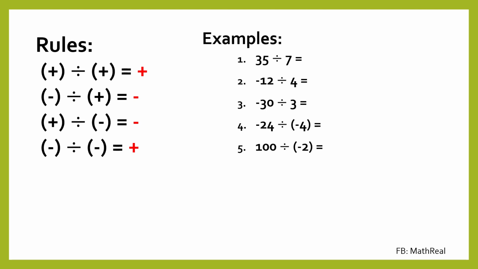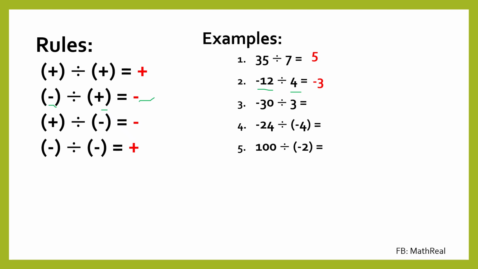Here are some examples. Number 1, positive 35 divided by positive 7. Since the numbers are both positive, your final answer should be a positive number. So that is equal to positive 5. Number 2, negative 12 divided by positive 4. Again, negative and positive, that is equal to negative. So your final answer is equal to negative 3.